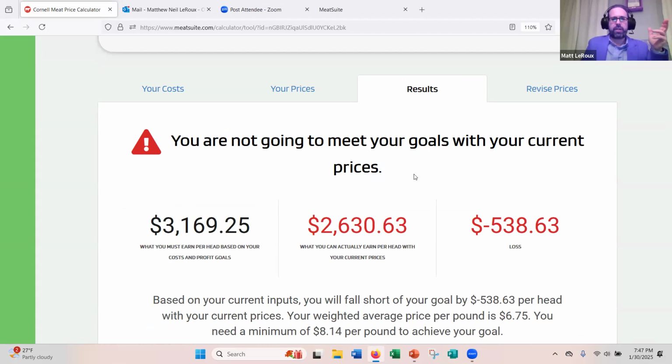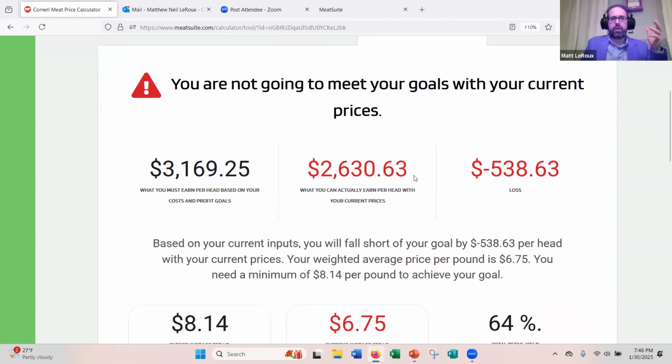All right, so with our current pricing structure, this is saying you're not going to meet your goals based on your current inputs, your cost of production, your cost of processing, your trucking, and your profit expectations, right? This current set of prices doesn't deliver. Let me review some of these numbers here. The 3,169 is how much you would need to gross off this beef animal in order to meet the goal. The 2,630 is what you would currently gross when all pounds are sold. And the 538 loss is the difference between those two.